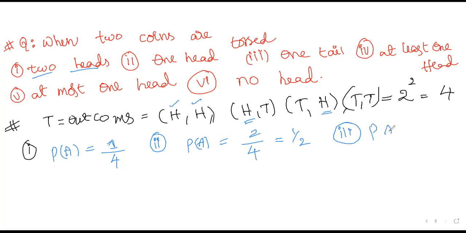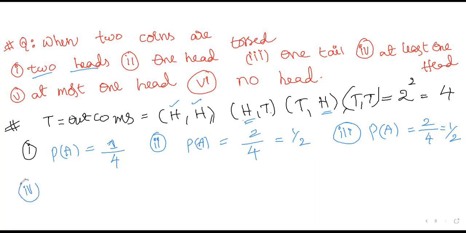Are you following? Yes, sir. Third question: one tail. Now listen carefully. One tail means how many possibilities are there? Here also one tail, one head. Here also one tail, one head. So out of 4 events, how many favored outcomes are there? 2 are. So the probability is nothing but 1 out of 2.